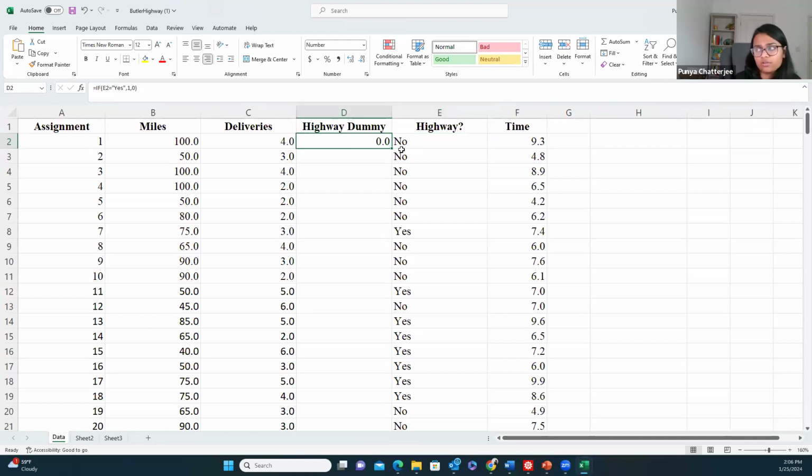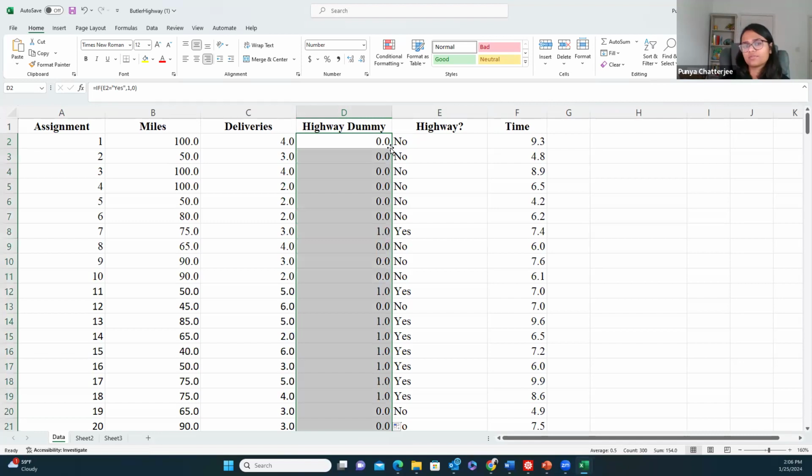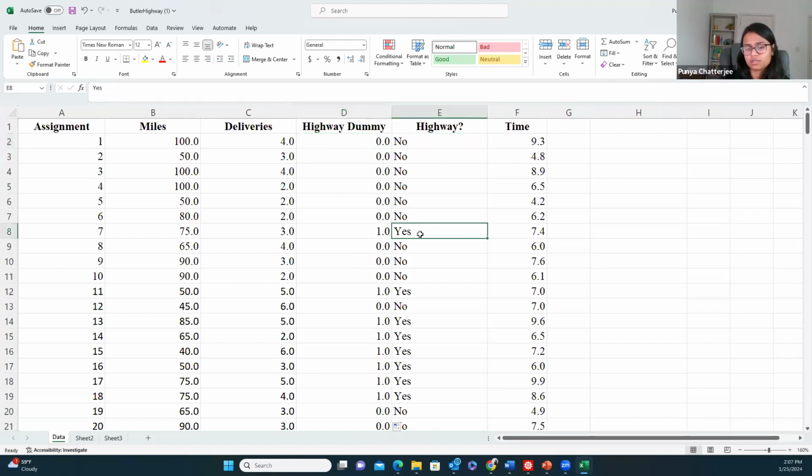So once I've written down one formula, you could either drag it down to fill it up, or you could hover around and wait until you get this plus sign. Once you get the plus sign, you could just double click. So if you did everything correctly, then your yes are 1. So your highway dummy would be 0 for all the no's, and it would be 1 for all the yeses. Okay, any questions so far?